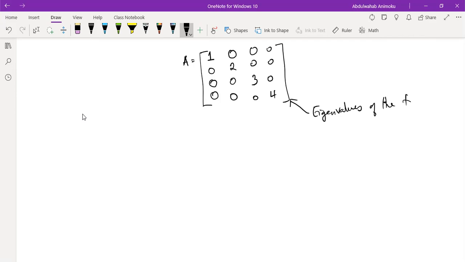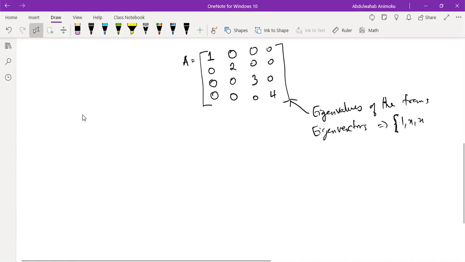transformation. And the eigenvectors in this case would be the standard basis. How cool is this? So these are the eigenvalues 1, 2, 3, 4 relative to these eigenvectors. As you can see, we have a diagonal matrix, so that tells us about the eigenvalues and the eigenvectors of that transformation. But anyways, let's not digress.